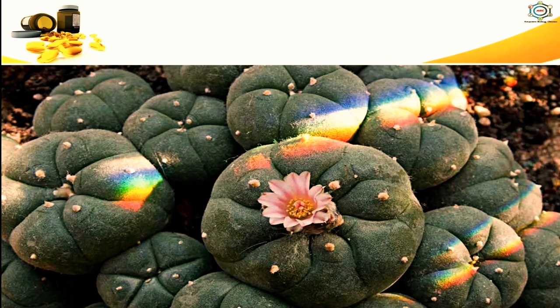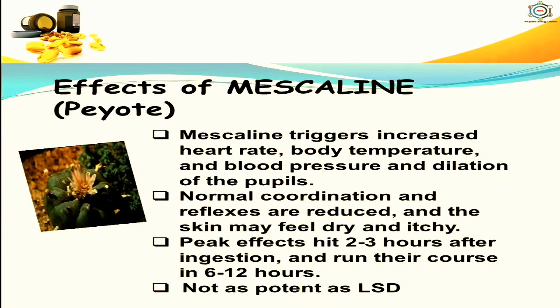Now, here you can see mescaline. Mescaline is a white powdery alkaloid. Mescaline is obtained from the dried tops, called mescals, of a small spineless peyote or whiskey cactus, that is Lophophora williamsii, native to the southwestern United States and northern Mexico.